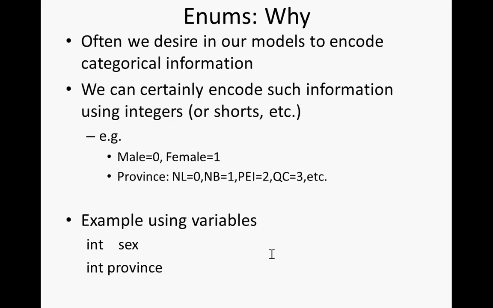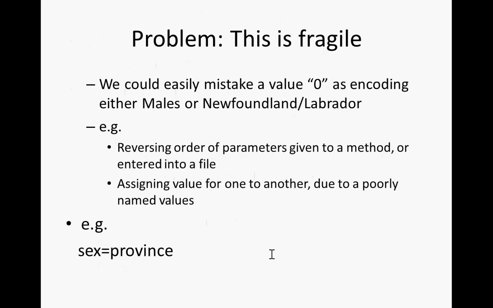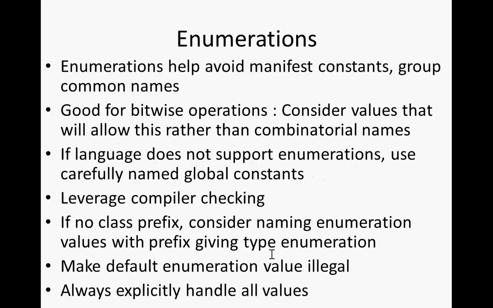The problem is that that's fragile. Why? We could mistake a 0 value as encoding male or Newfoundland and Labrador. We could accidentally reverse the order of parameters given to a method. Instead of giving sex and then province, we give province and sex, and it doesn't detect it. Or we assign one value to another. We do something silly and assign something that says male to the province, like sex equals province. That would be a bad thing. So enumerations help avoid this. They help us give easily understood names to things.